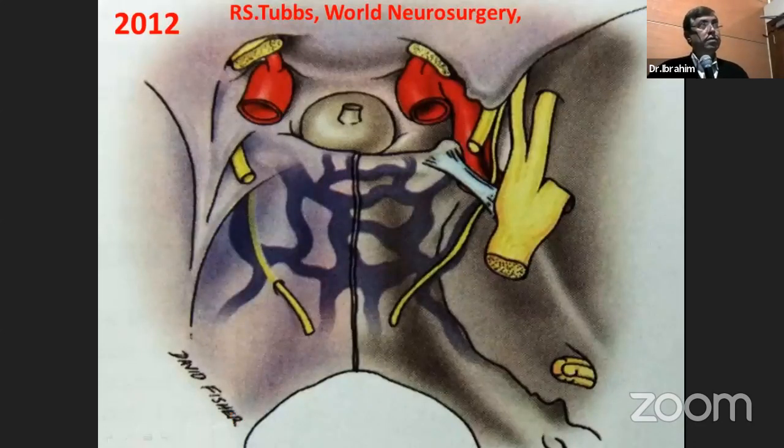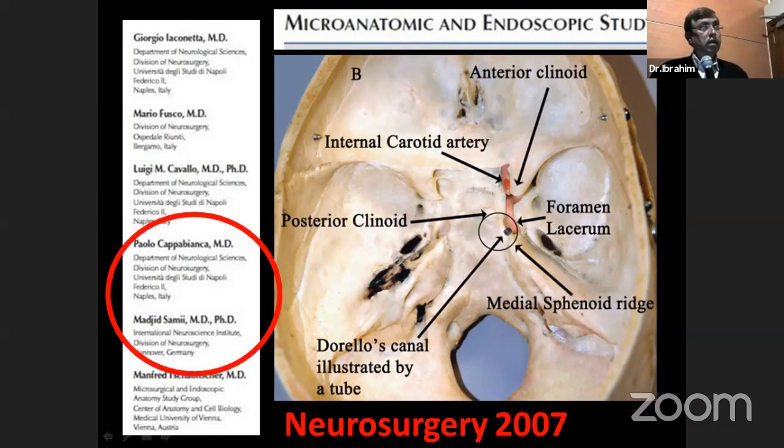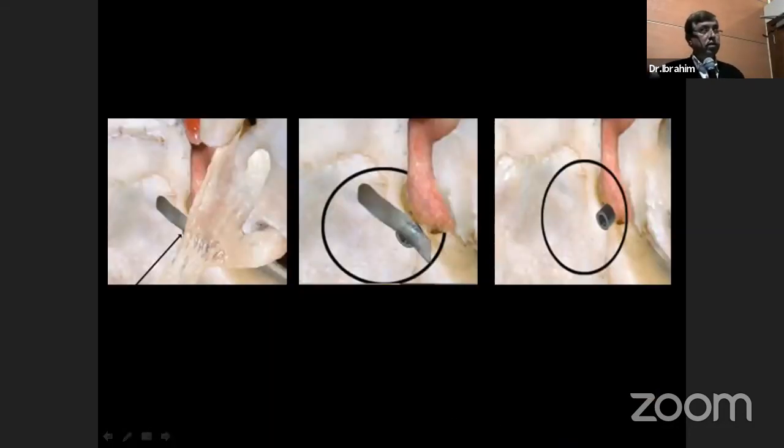So this is the clivus, this is the pituitary, third nerve, fourth nerve, sixth nerve, sorry, abducent nerve, and the plexus. Another beautiful paper by Pablo Kabebenka and Majid Sami of that particular area. So you see the trigeminal nerve, underneath it is the carotid, this is the Gruber ligament. If you remove the trigeminal, you will find the carotid artery and the Gruber ligament. If you remove the Gruber ligament, you will see Dorello's canal through which the sixth nerve passes.